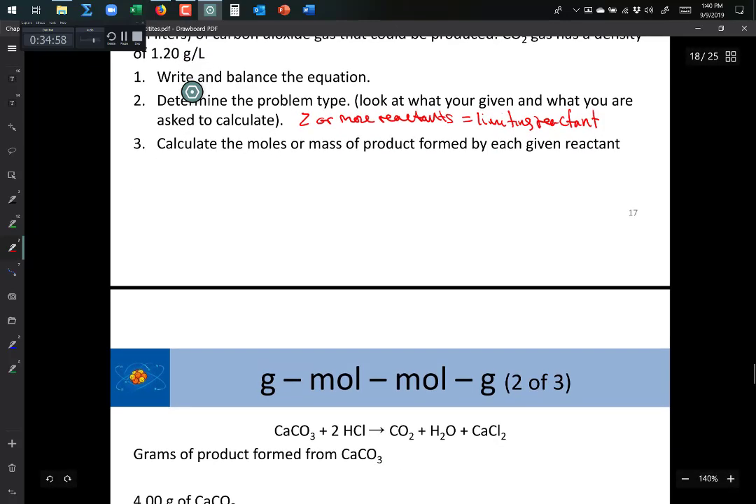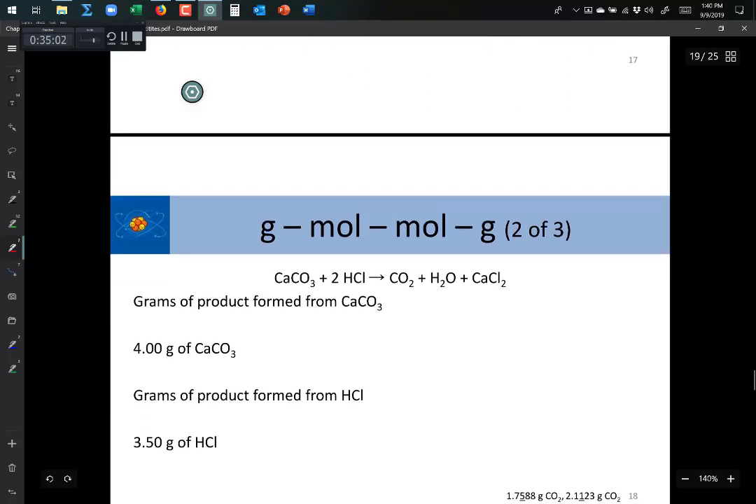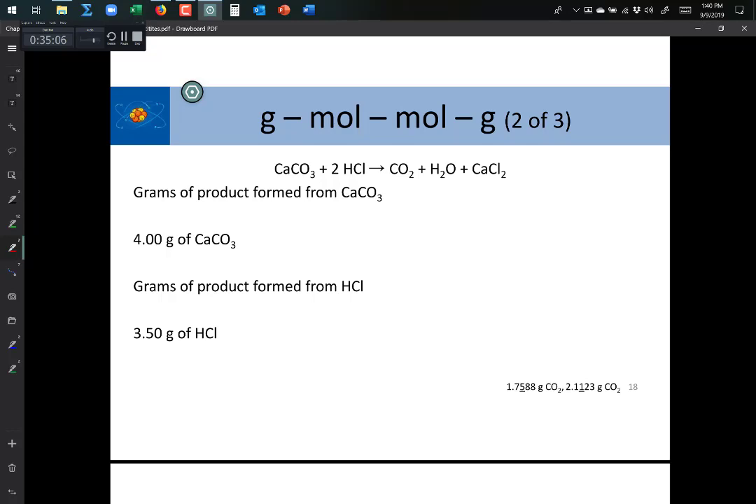Okay, so what it looks like, and actually, you'll learn how to predict this. And then I already set it up. I have the grams of calcium carbonate, and I want to know how much carbon dioxide gas gets produced. Okay. So grams of product from calcium carbonate. I'm starting with this many grams of calcium carbonate and grams of product formed from HCl, and I'm starting with this much HCl. So for each one of those, you have to convert it over to grams of carbon dioxide.